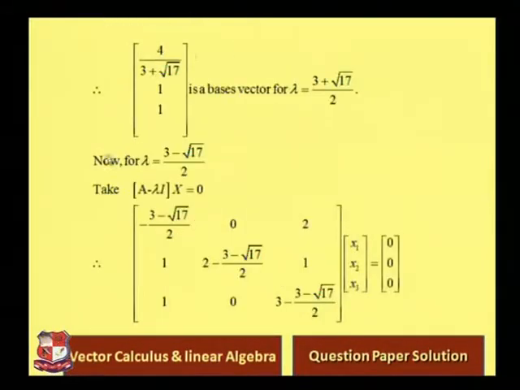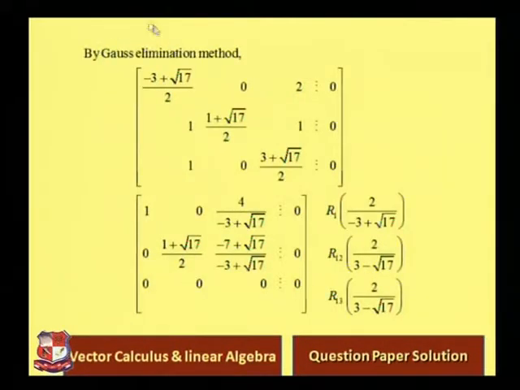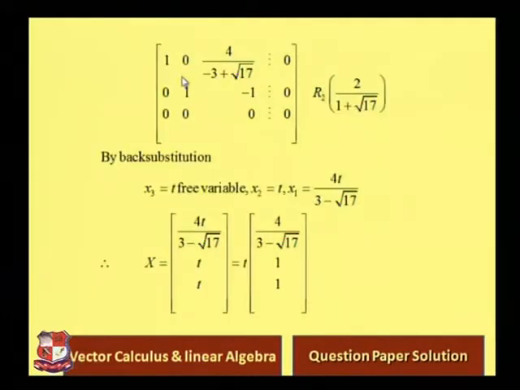Next, the eigenvector for the third eigenvalue. Similarly, for lambda equal to this value, we take A minus lambda I into x. This is a system of equations, and we solve by the Gauss elimination method with back substitution. So the augmented matrix is like this, and then we apply the row operations. So this is the matrix. Now convert this into a leading one. So we get this leading one.